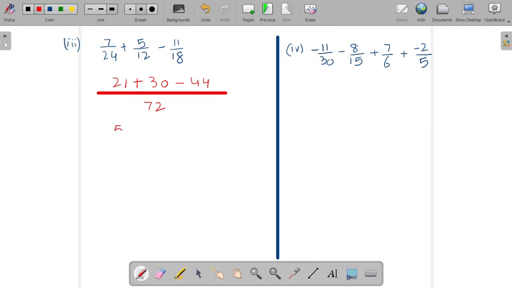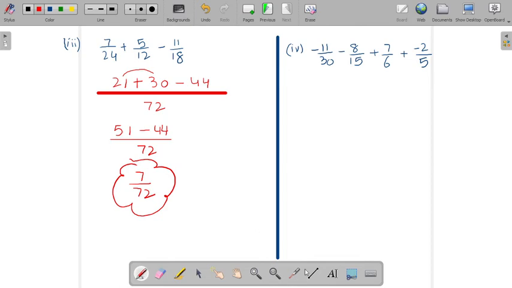Next step, collect the positive terms together, and 51 minus 44 upon 72. Now next step, 51 minus 44, so it would be 7 upon 72. Again we cannot convert it into standard form, so you will keep the answer like this.